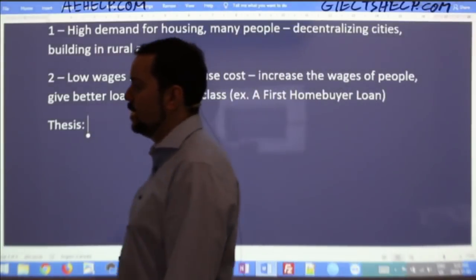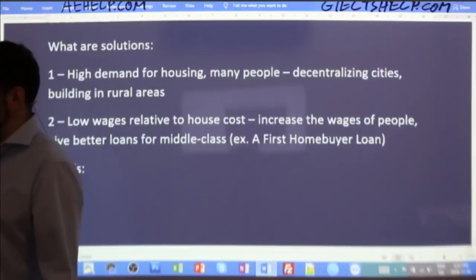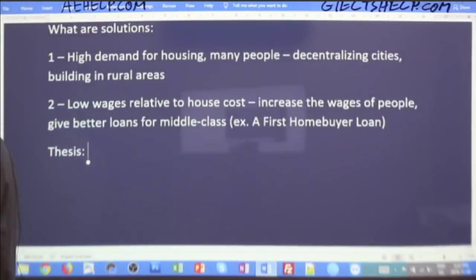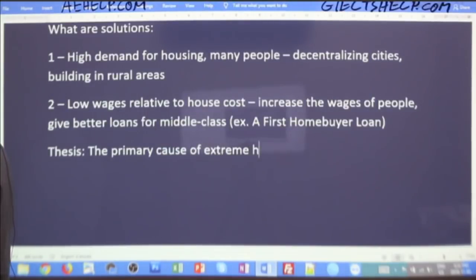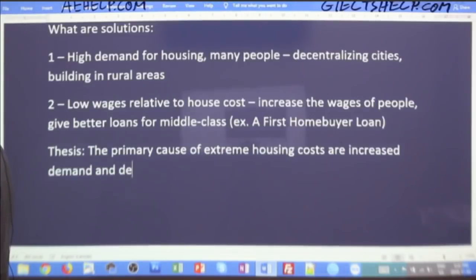The thesis uses the why questions. Okay, so the primary cause of extreme housing costs are increased demand and decreased wages. Okay.